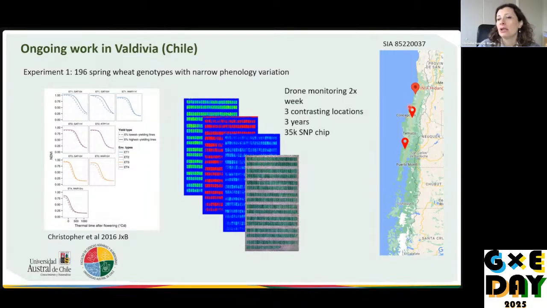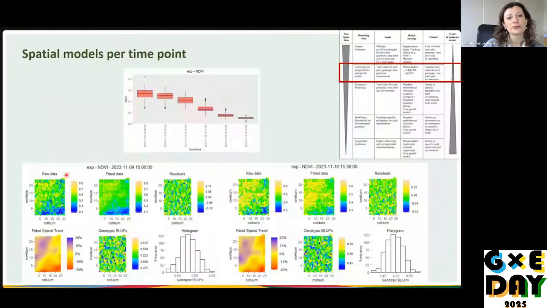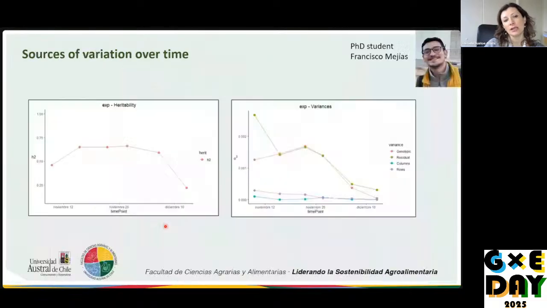But we had 3 locations, different years, and we were monitoring the stay green trait in wheat, and these traits will help us to detect those genotypes that are more drought resilient. So we characterize them with drones twice per week, and we try to find those curves, applying exactly the techniques that I already explained. So we first correct for spatial effects of NDVI. Then we characterize the variation over time. This is work done by the PhD student Francisco Mejias.